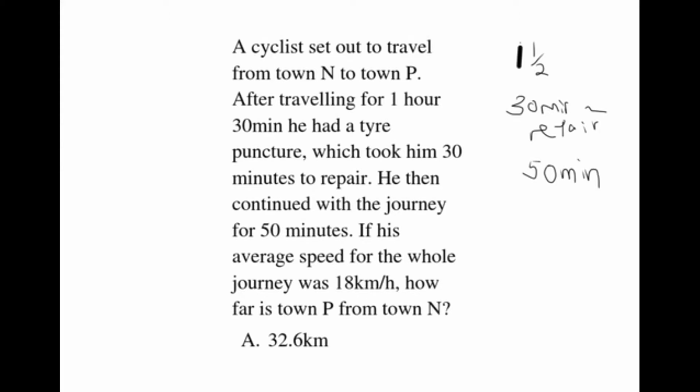And then we are also told that his average speed for the whole journey was 18 kilometers per hour. Then we are asked how far is town P from N. Therefore, we can now proceed as follows. Solution.